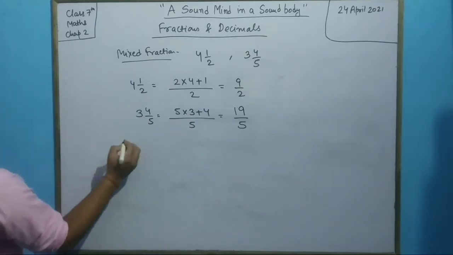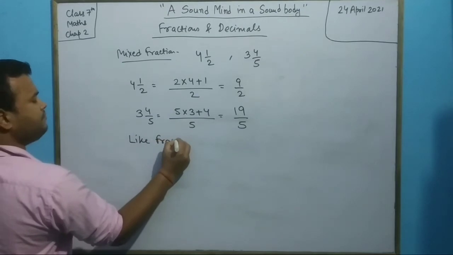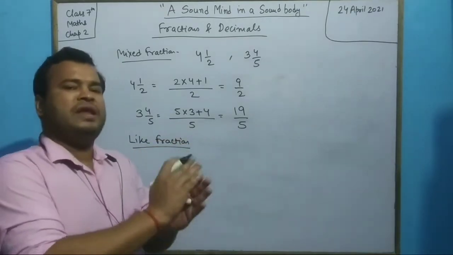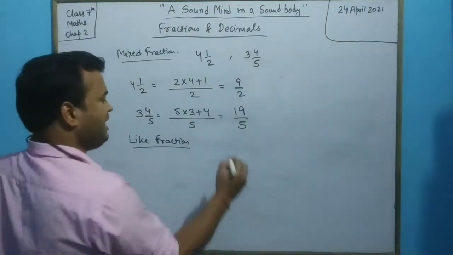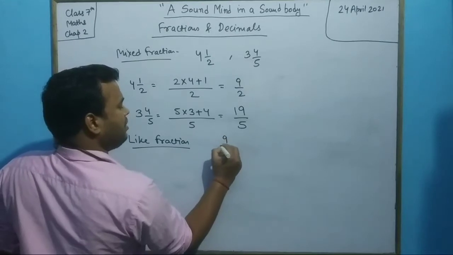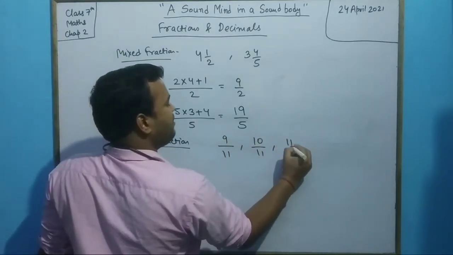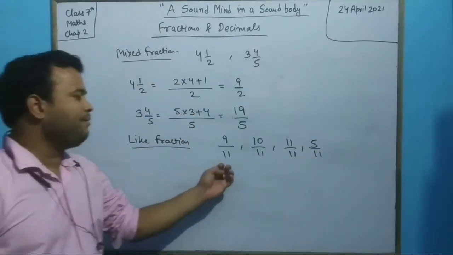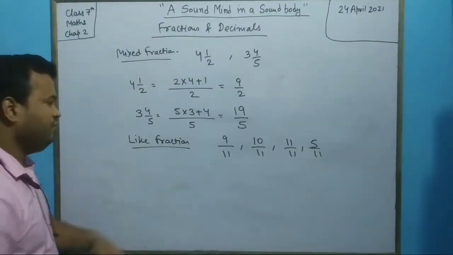Again, let us see some other fractions, like fractions. Okay, what are like fractions? If there are fractions which have equal denominators, they are known as like fractions. Like 9 by 11, 10 upon 11, 11 upon 11, 5 upon 11. Okay, these are the examples. Here the denominators are the same, so they are like fractions.